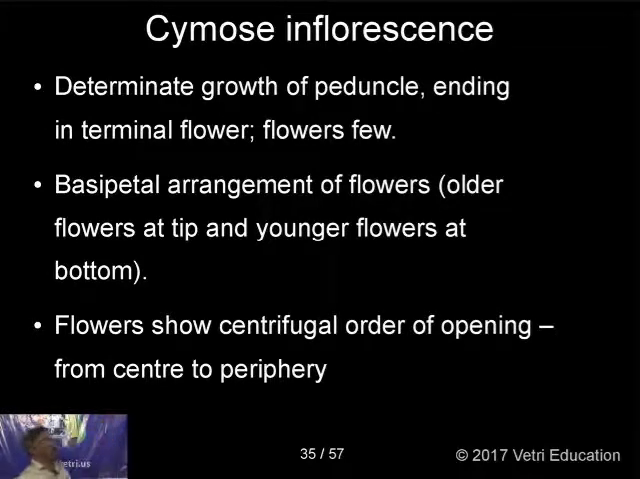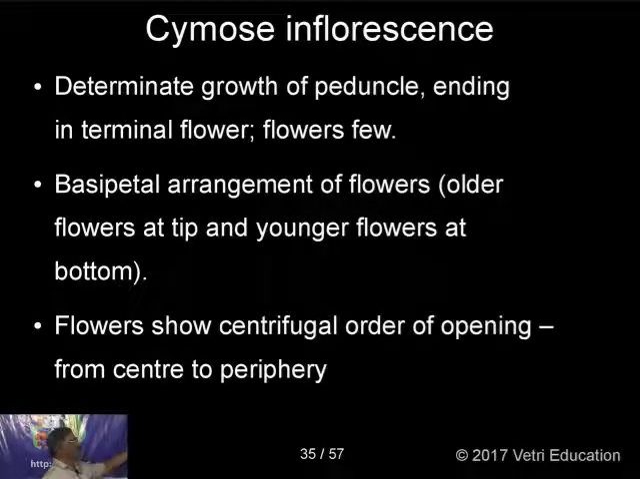Next we will go to the cymose inflorescences. So far we finished the racemose inflorescence. The cymose inflorescence also has three main points. The first is determinate growth of the peduncle, ending in a terminal flower.